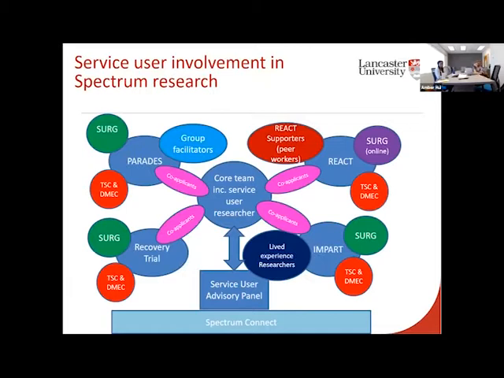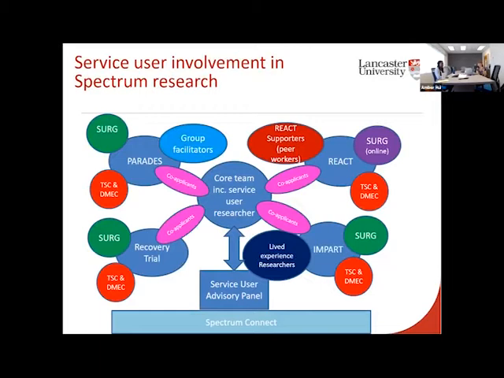Okay, so if we start in the middle, in the blue circle, we have a core team, which is a multidisciplinary team of psychologists, nurses, PhD students, researchers, and a service user researcher, who at the moment is called Chris. And Chris coordinates a lot of the PPI across the centre.